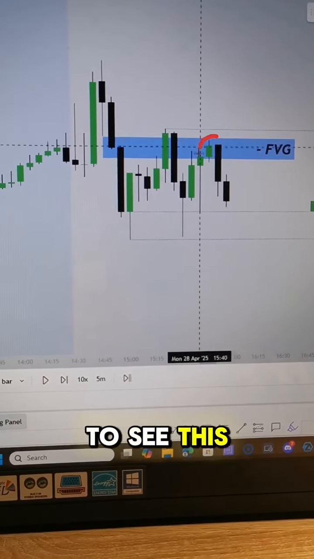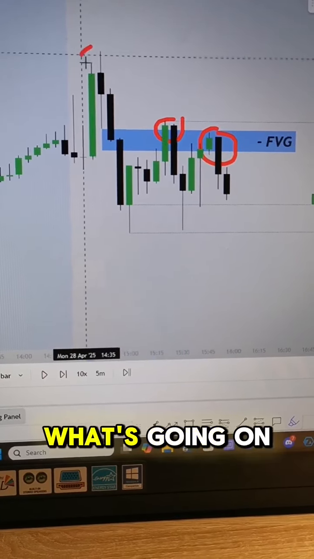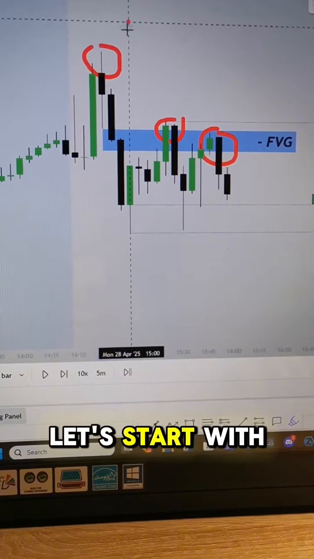this region, right? So you need to see this final rejection here, and you need to see what's going on over here, and also you need to see what's going on over here, right? So three places. Let's start with place number one.